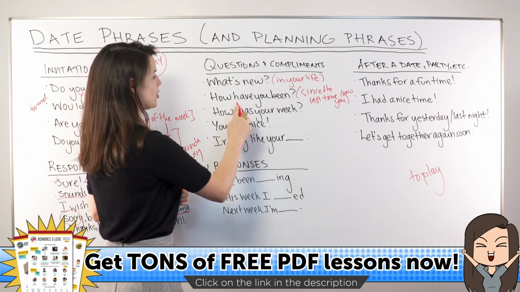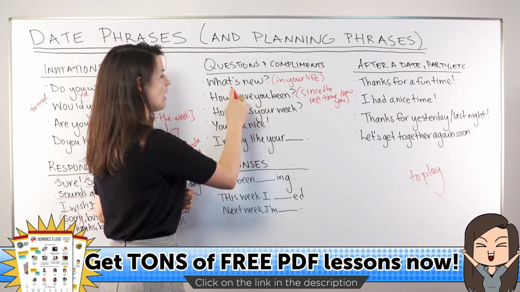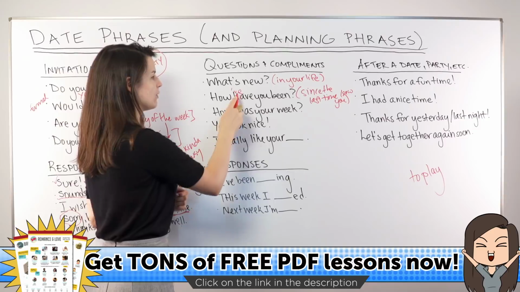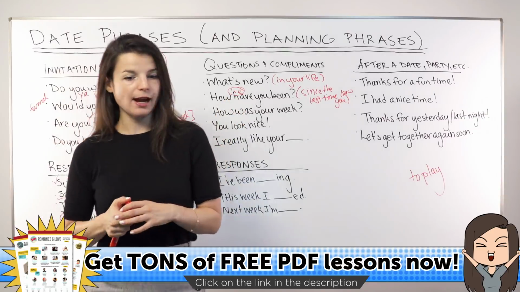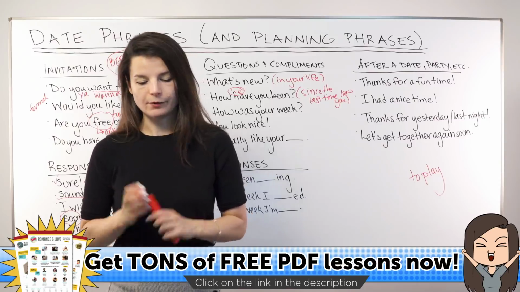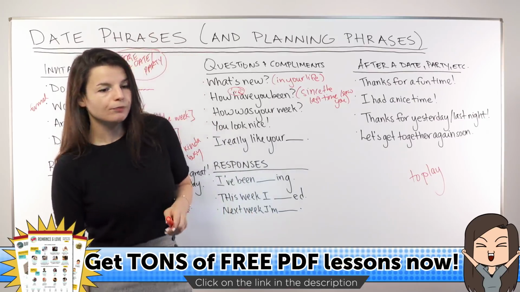And your pronunciation, how have you been? Try to make it how have you been? So we're connecting this v sound to how. How have you been? Sounds much better than how have you been? How have you been? Okay.